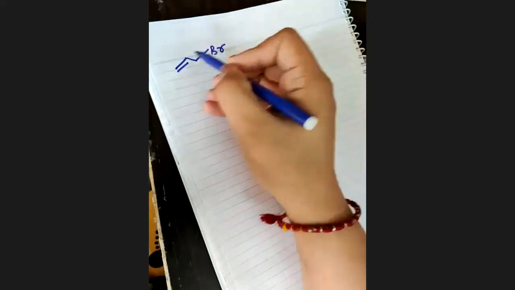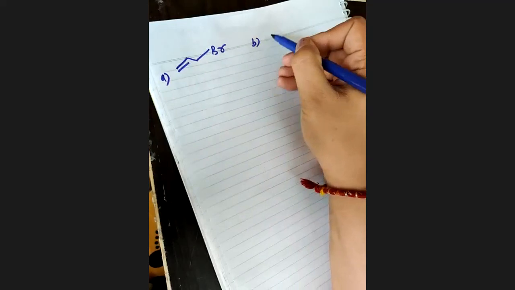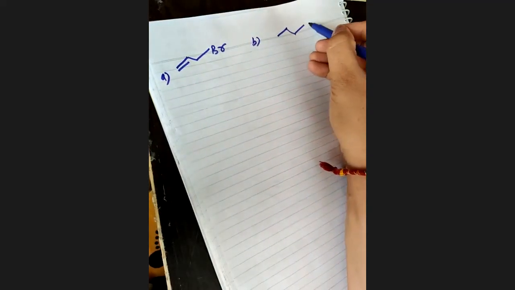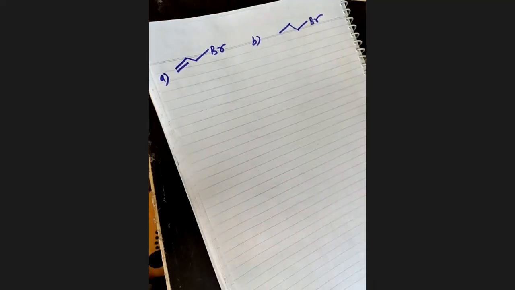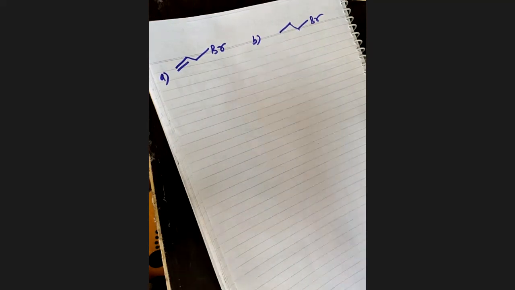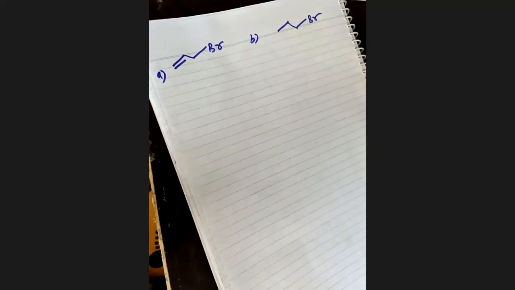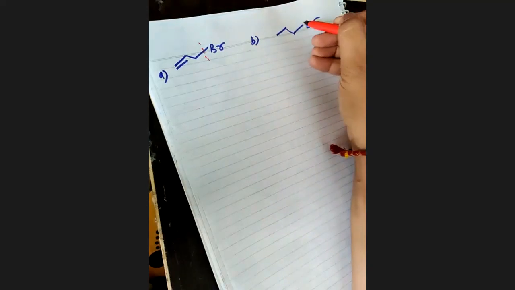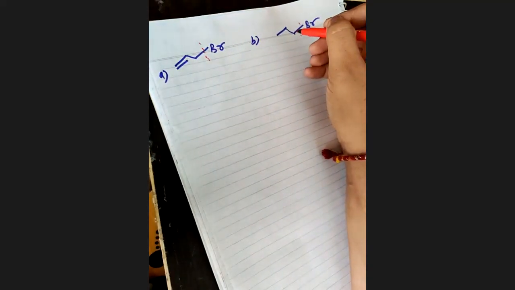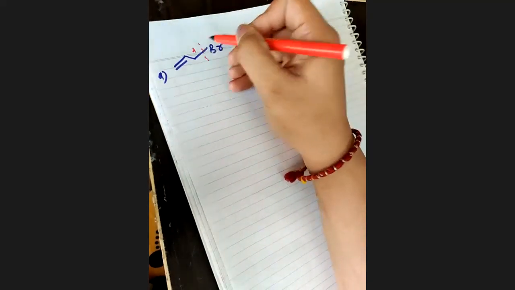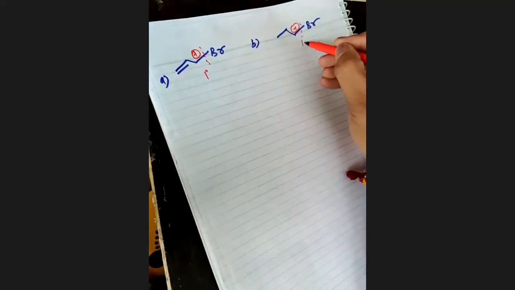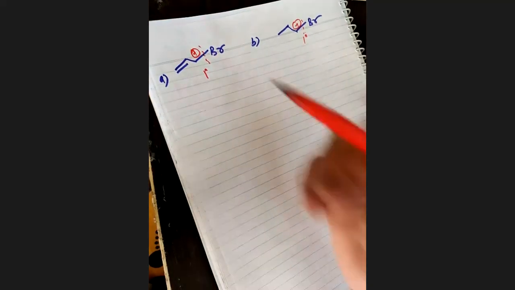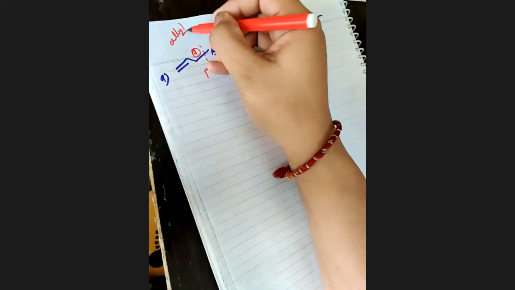BR, this is A, and B1 is BR. Yes. Which one shows SN1 and which one shows SN2? Note it down. When you remove this bromine, so what happens? If you remove this bromine, plus charge will come over here. Okay, this is 1 degree, this is also 1 degree. Note this thing, this is allyl. Remember?